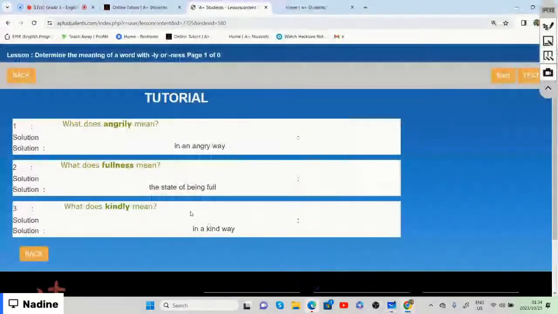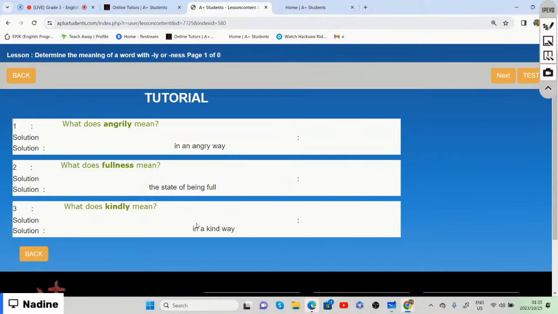All right, so what does angrily mean? Remember, we said that -ly means in a certain way, which means that angrily will mean in an angry way. So it's in a certain way. It's in an angry way, it's in a happy way, it's in a joyful way. In this case, it is in an angry way.